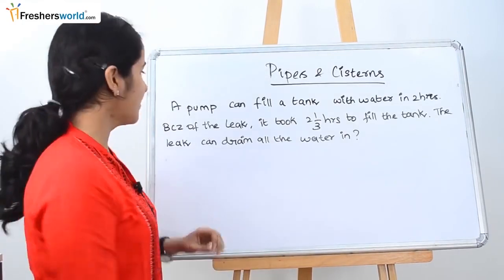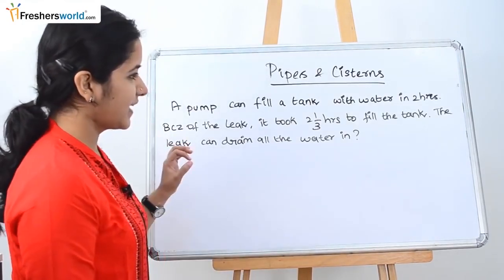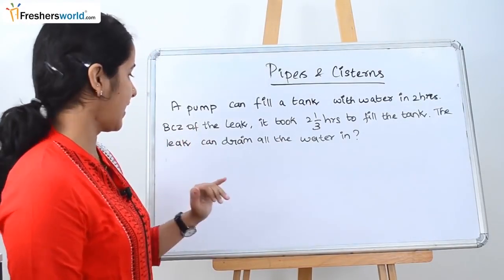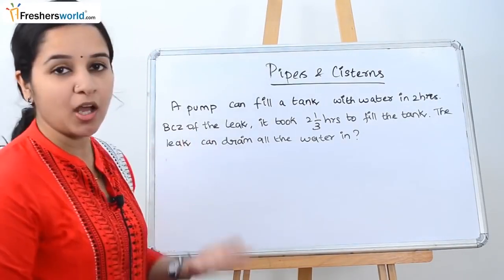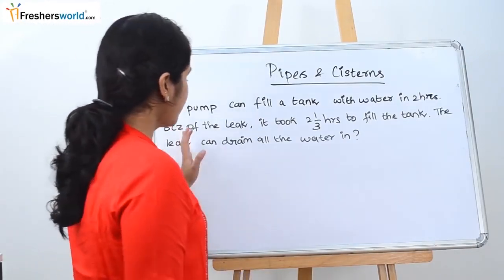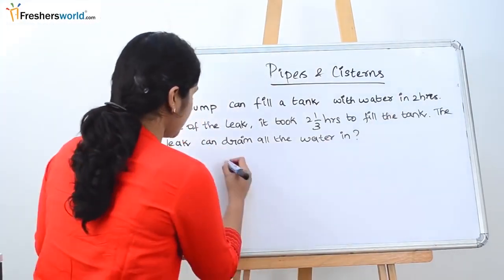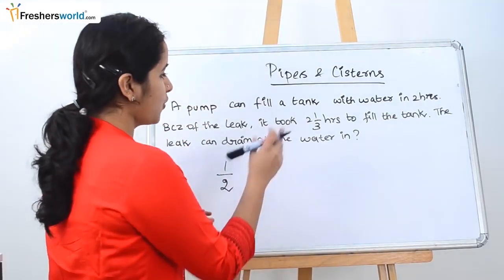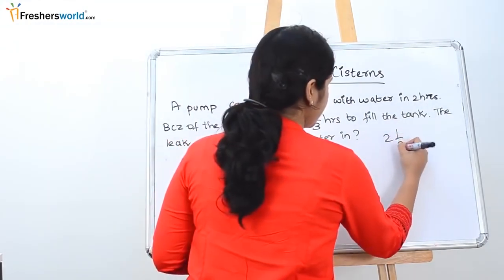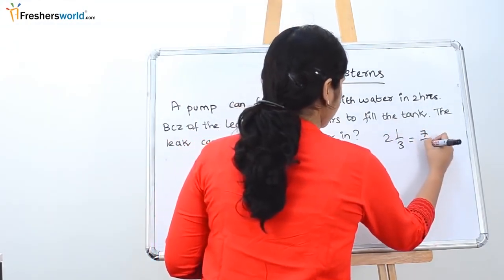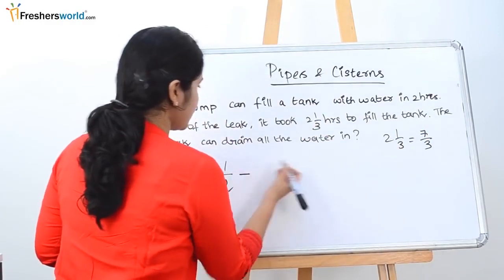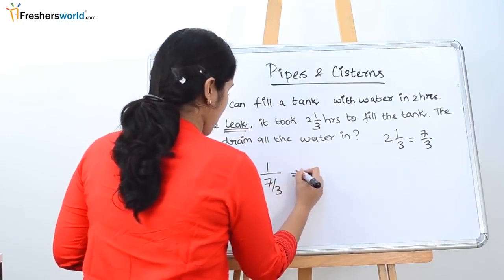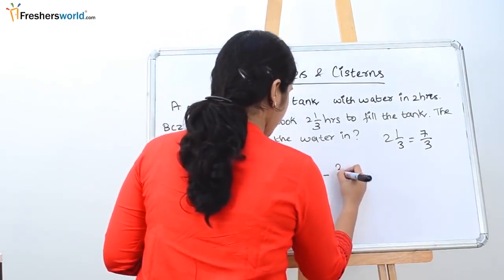The next question they have given is: a pump can fill a tank with water in 2 hours. Because of a leak, it took 2 1 by 3 hours to fill the tank. The leak can drain all the water in how much time? They are saying a pump can fill the tank in 2 hours, which is 1 by 2. Because of the leakage in the tank, it's taking 2 1 by 3, which can be written as 7 by 3. Minus, because leakage is given, minus of 1 by 7 by 3. So solve it: 1 by 2 minus 3 by 7.